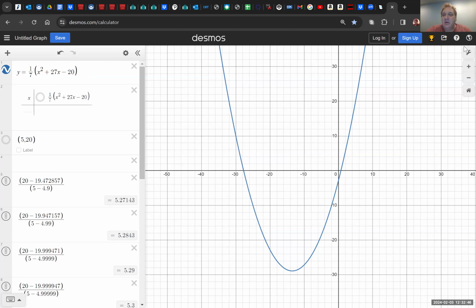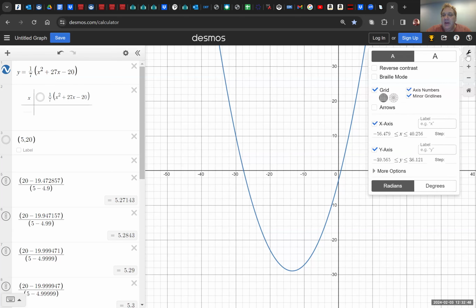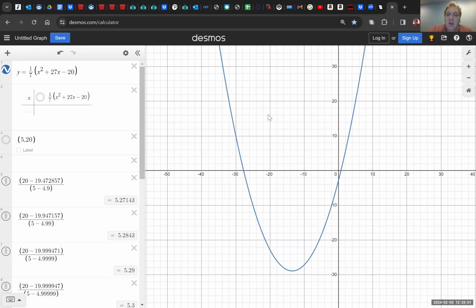By the way, you can also go to this little wrench symbol over here and just set the X and Y values that you like, X min and X max, things like that. So you can actually design whatever window you want without having to zoom in and all that. It's up to you. All right.